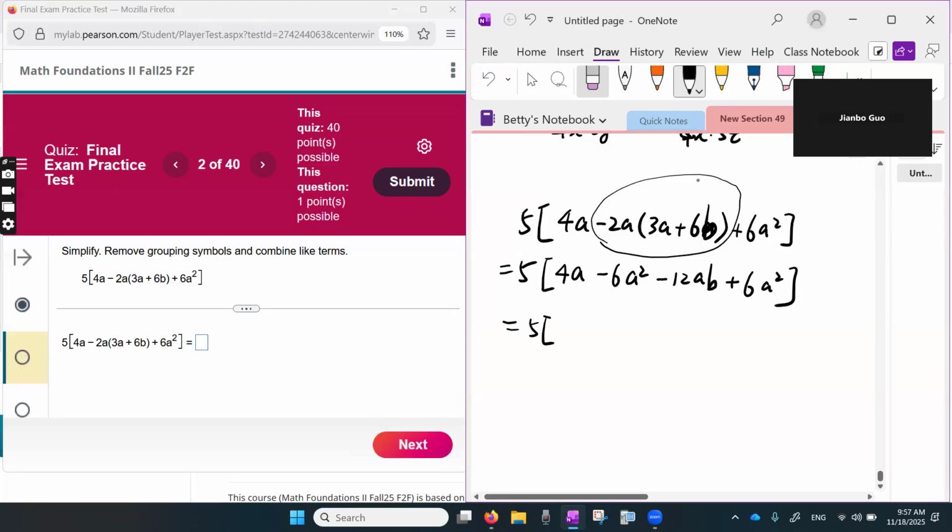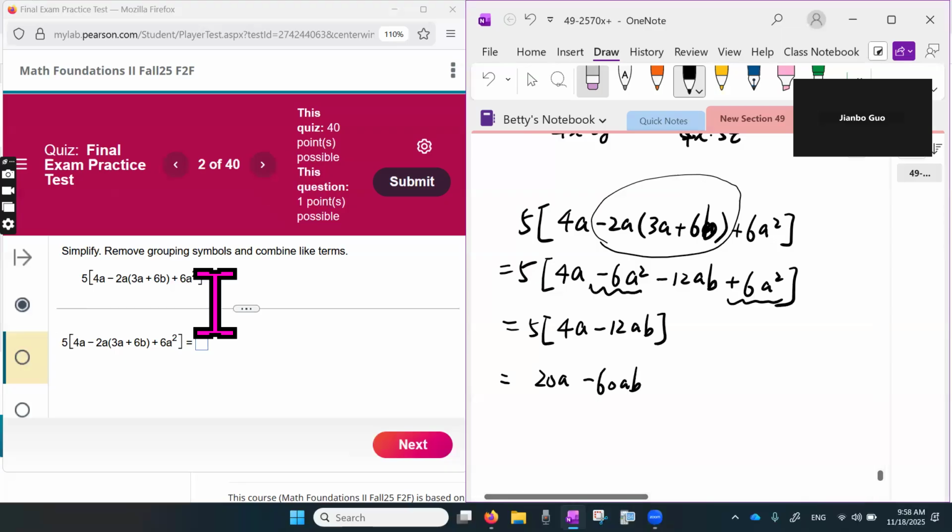So in the bracket, we have negative 6a squared and a positive 6a squared. They cancel each other, okay? They are opposites, so they add up to 0. Then we have two terms left in the bracket, 4a minus 12ab. And then we distribute. The coefficient of the bracket is 5. So we multiply 5 times both terms: 5 times 4a, 20a. 5 times negative 12ab, negative 60ab. And that binomial is the result.